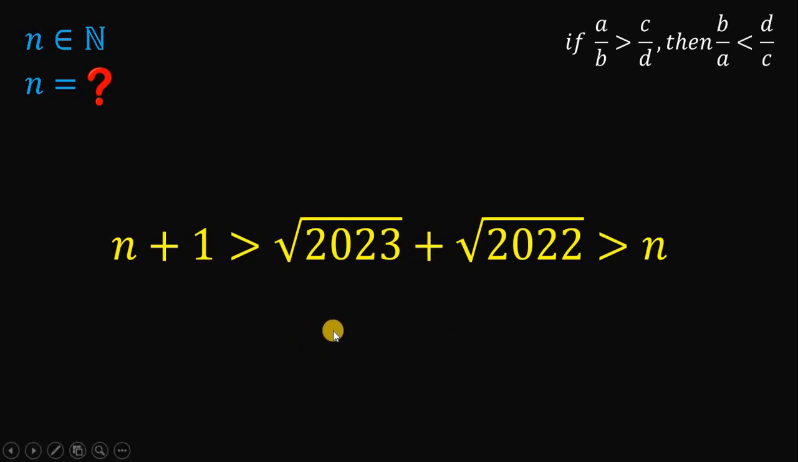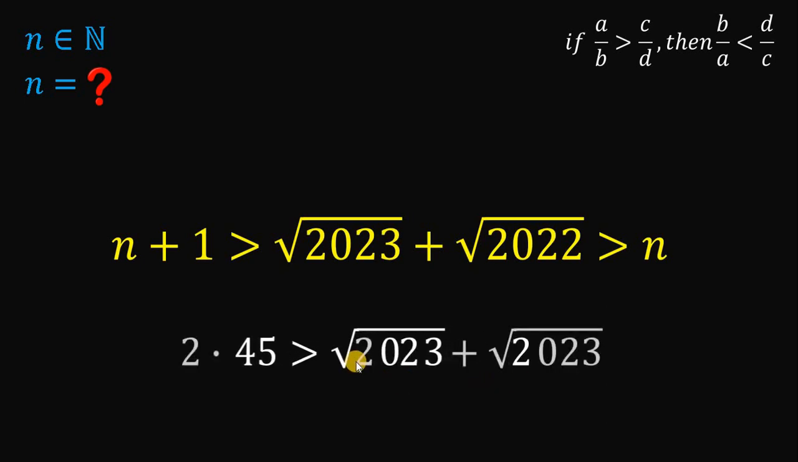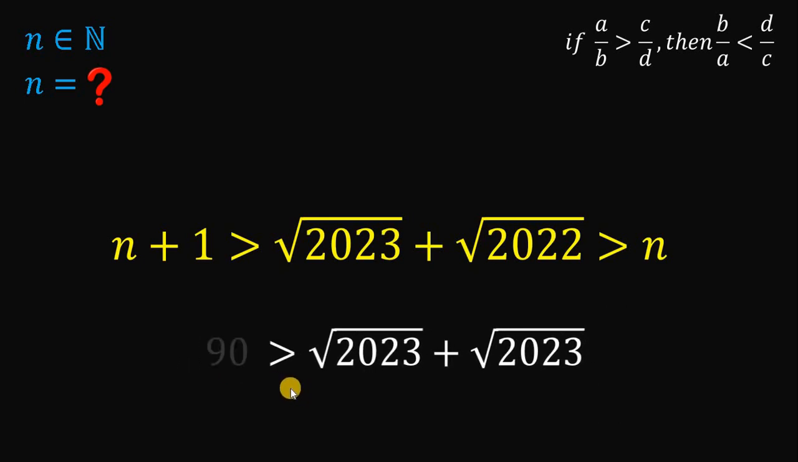Now, take note that 45 must be greater than square root of 2023. The reason is 45 squared must be 2025. So that is strictly greater than square root of 2023. Now, if we double on both sides, square root of 2023 plus square root of 2023 must be strictly less than 2 times 45. And 2 times 45 must be 90.